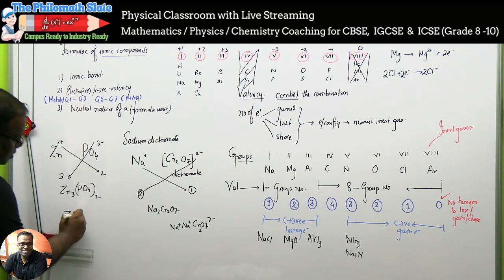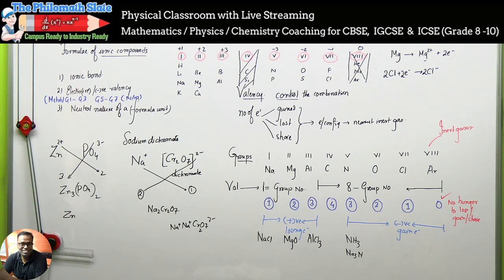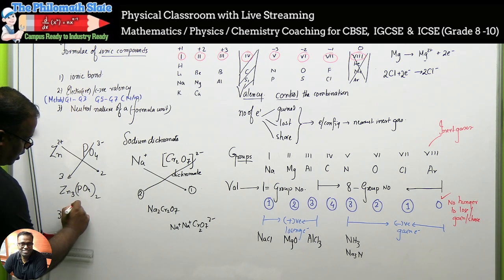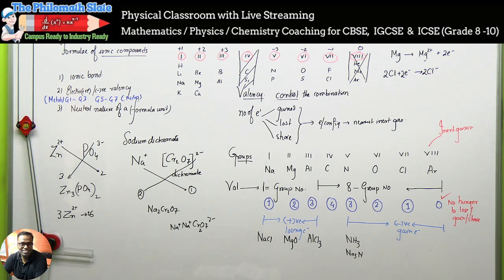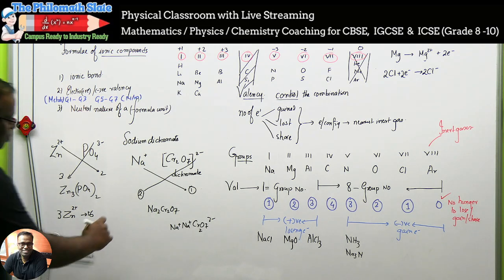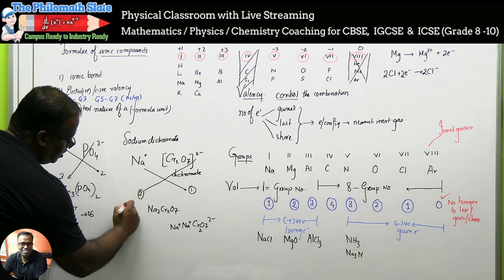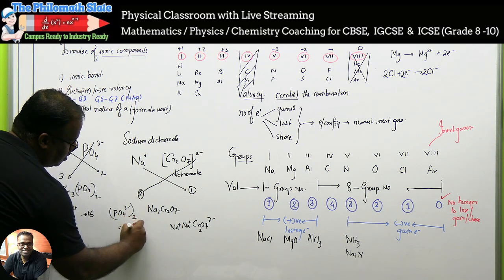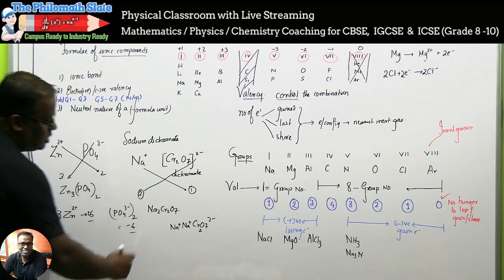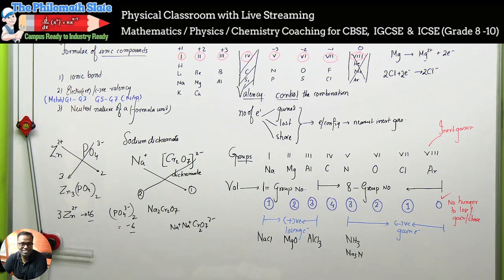Now let's check. Zinc is how much? Zinc is 2+. You have got 3 zinc with 2+. That means overall you have a +6 charge on this side. Agreed? And PO4 is how much? 3-, but you have got 2 of PO4. That means it should be -6. +6 and -6 tally with each other. You can see it this way also.